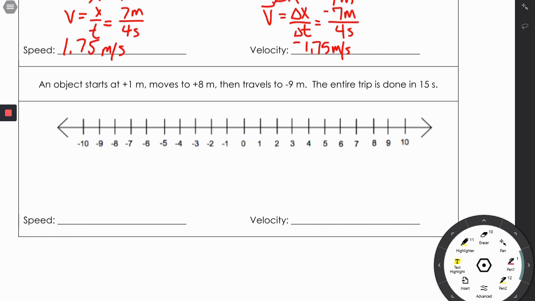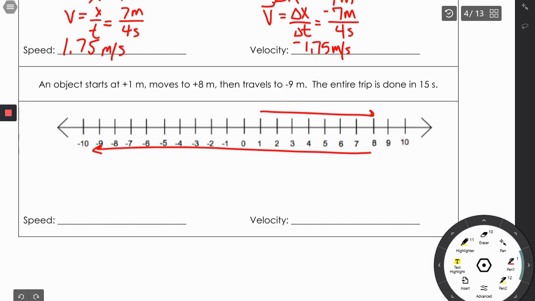In the next example, we went back and forth. We started at 1, went up to 8, and came back to -9. That idea that speed is the absolute value of velocity doesn't hold true here, because you remember our distance was 24 meters, but our displacement was -10 meters. So note that these are not the same numbers, right? These are not the same physical magnitude. So again, if we do our x over t, we're going to get 24 meters over 15 seconds.